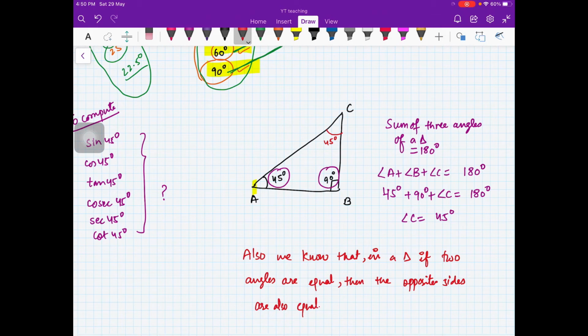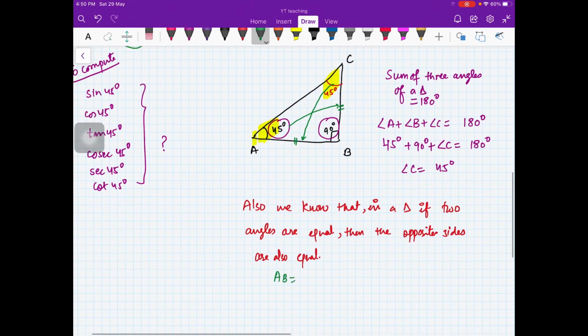Okay, now here you see, here is your angle 45 degrees, here is your angle 45 degrees. So the side opposite to this particular angle is here, BC, and the side opposite to this particular angle is AB. So you get that AB is equal to BC. I can assume it to be equal to, say, A. Now this is my side A, this is my side A. I don't know the value of A.